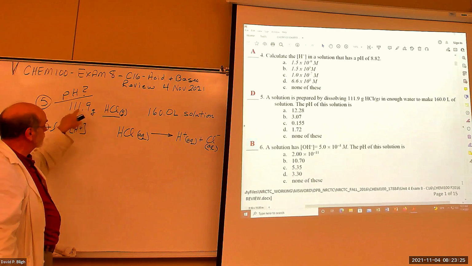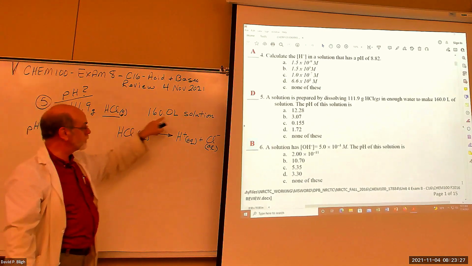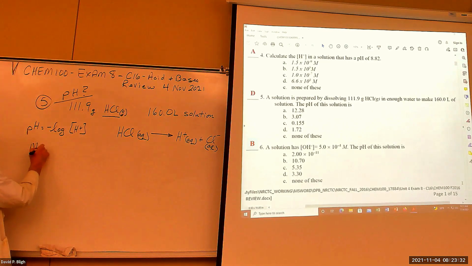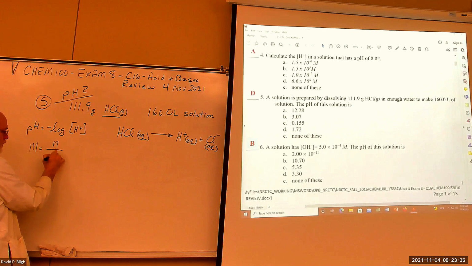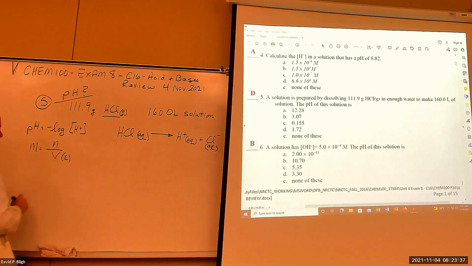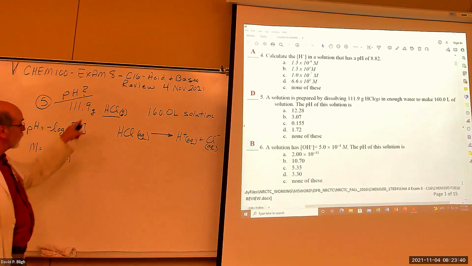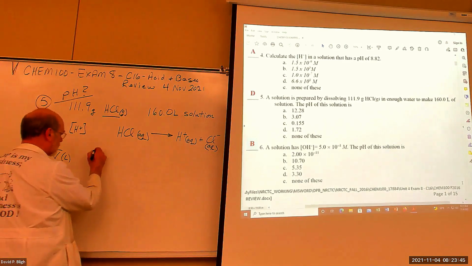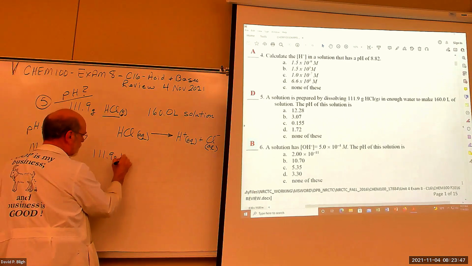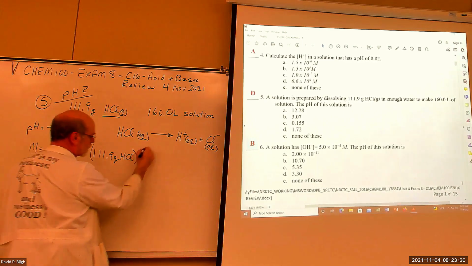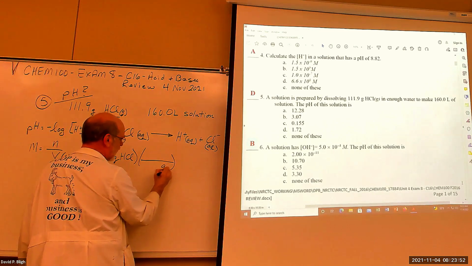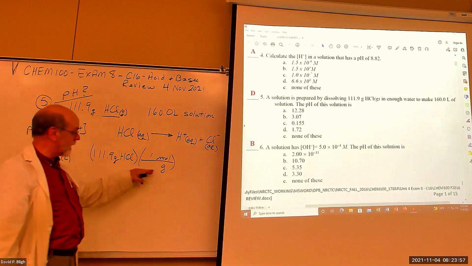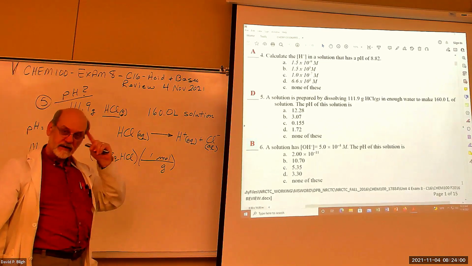Well, we know the grams, right? And we know the final solution. So remember molarity, the definition of molarity equals moles per unit volume. And this has to be in liters, right? So we need the moles of HCl, right? We know how to do that. 111.9 grams of HCl. We need a conversion factor that cancels grams and leaves us with moles. And right, whenever you see grams and moles as a quotient, think molar mass.